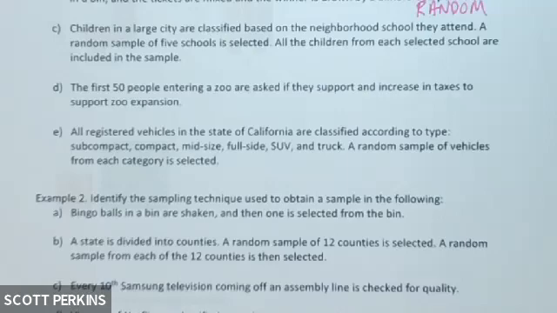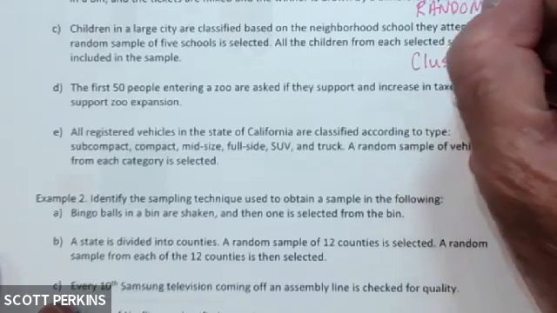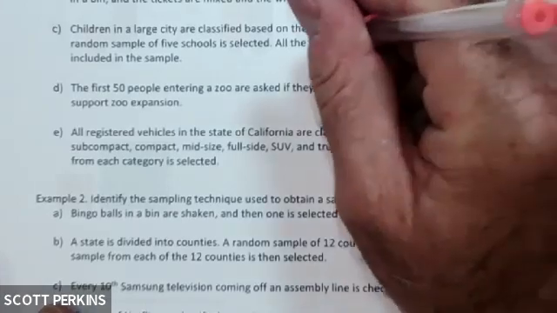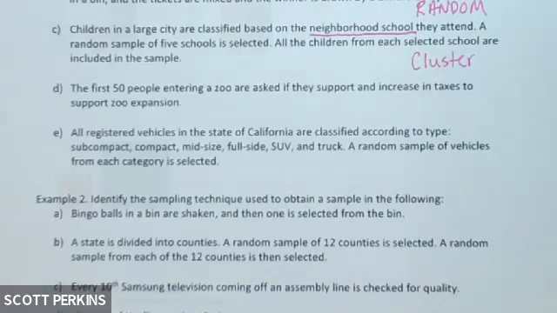Okay, so the C problem says, children in a large city are classified based on the neighborhood school they attend. A random sample of 5 schools is selected. All the children from each selected school are included in the sample. Which one do you think that is? Why is that cluster? You're 100% right. Yeah, the neighborhood. I'm just going to underline the word neighborhood, the neighborhood school. It's geography.